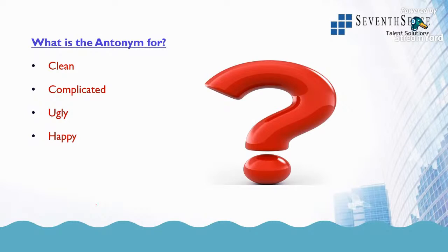Coming to complicated, which means things in a complex way, the opposite of that will be simple. Complicated, simple, right? So the opposite meaning will be simple. Ugly, the opposite is beautiful. Happy, it is sad. Antonyms are nothing but the words which have opposite meanings.